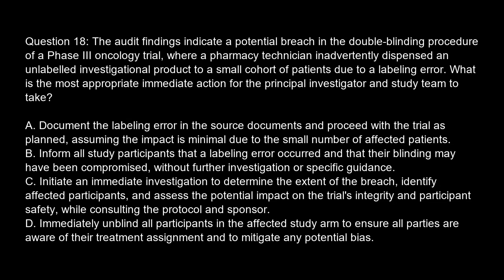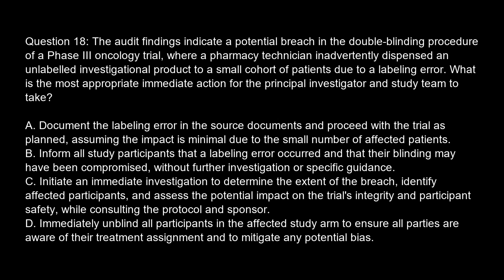Question 18. The audit findings indicate a potential breach in the double-blinding procedure of a Phase III oncology trial, where a pharmacy technician inadvertently dispensed an unlabeled investigational product to a small cohort of patients due to a labeling error. What is the most appropriate immediate action for the principal investigator and study team to take?